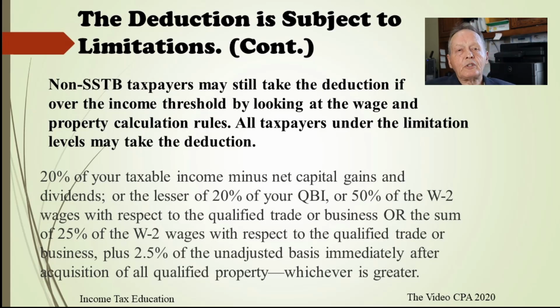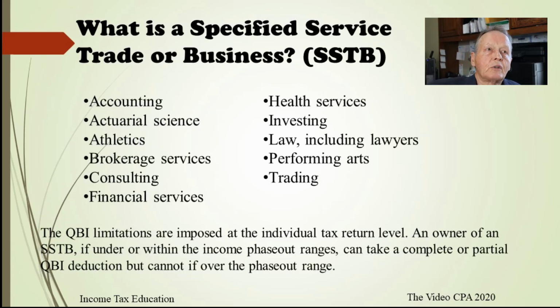I would suggest that if your business is not an SSTB, and you're preparing your own tax return in this situation and your business is over the income limitations, you go find a CPA or another tax preparer, such as an enrolled agent, and have them make sure that the wages and property type qualification is done right, because it's a little bit more difficult in this area.